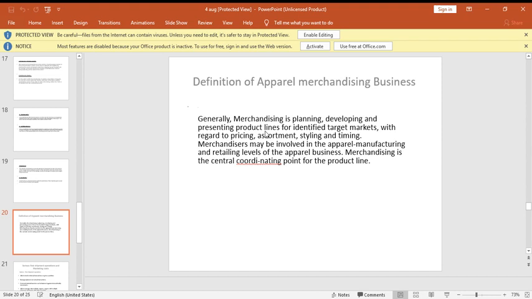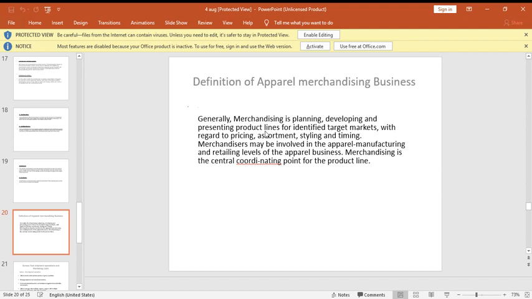Generally, merchandising is planning, developing, and presenting product lines for identified target markets with regard to pricing, assortment, styling, and timing. What is it called? Apparel merchandising business. If any one thing doesn't work, automatically the business is going to collapse. So merchandising may be involved in the apparel manufacturing and retailing levels of the apparel business.